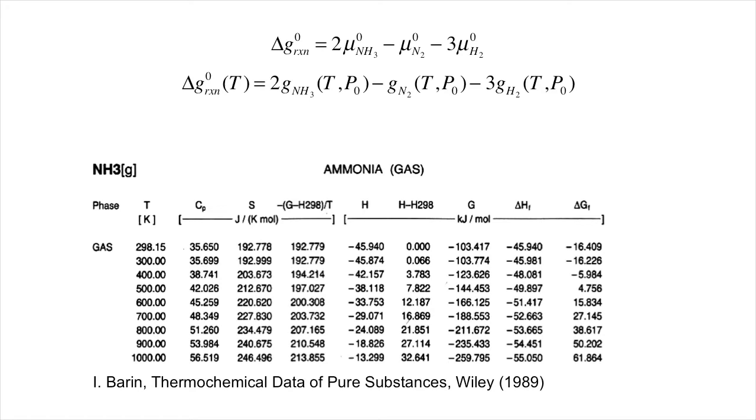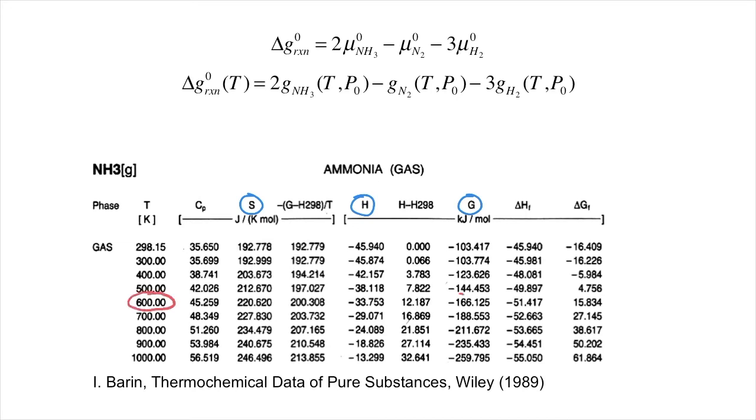These numbers are all for a standard pressure of 1 atmosphere and are based on a reference state of elements at 25 C and 1 atmosphere. A number of values are tabulated as a function of temperature, including H, S, and G, and some others which I'll get back to in a moment.